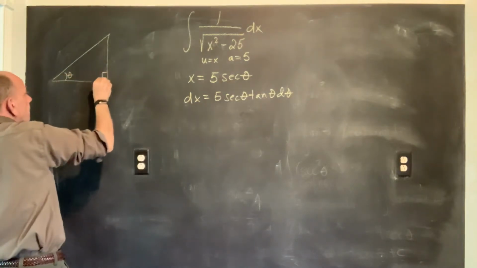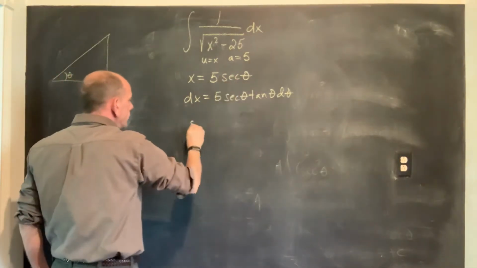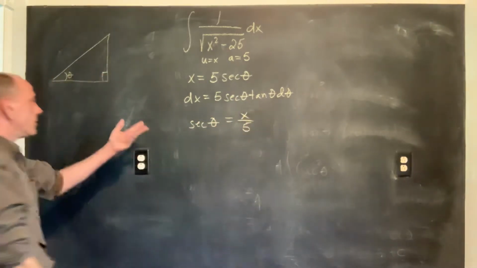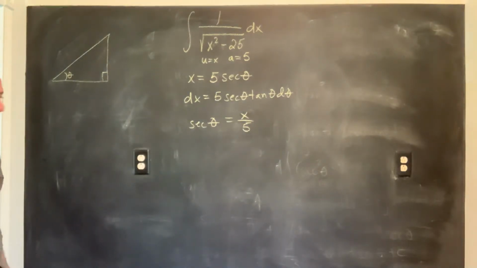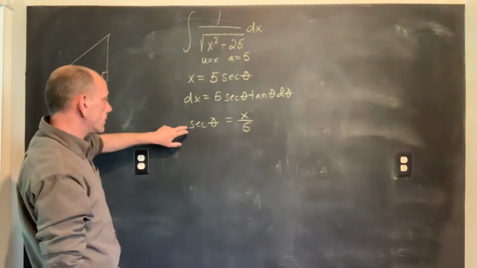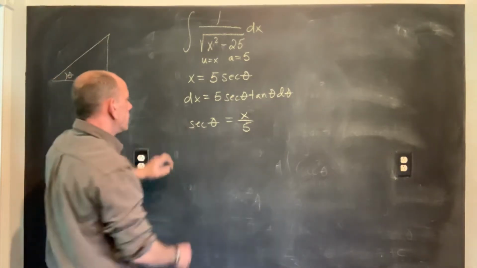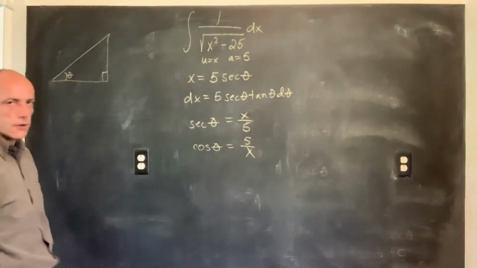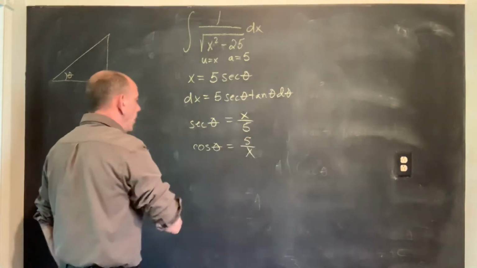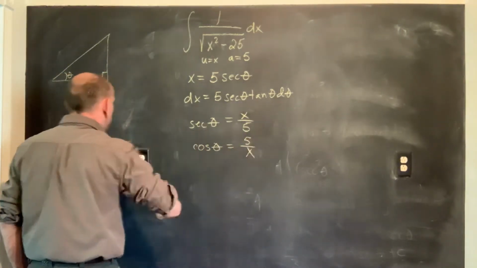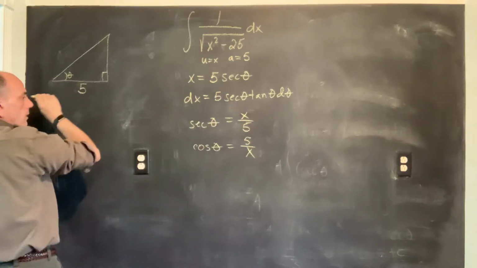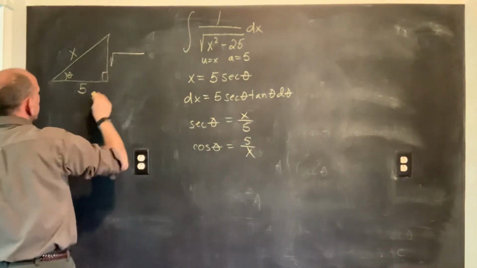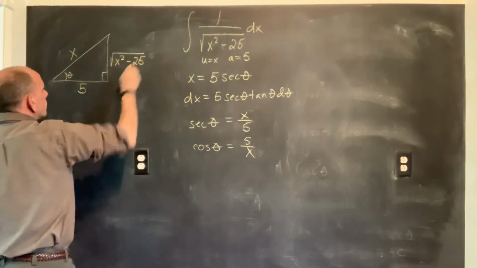There's theta. And I've got that the secant of theta is x over 5. Now, I always find it relatively difficult to think about what the secant is, so I usually convert it. This is 1 over the cosine, so that means that the cosine of theta is 5 over x. And that's usually easier to understand for me, because that's adjacent and that's hypotenuse by definition of the cosine, which means that this third side is the square root of x squared minus 25 by the Pythagorean theorem.